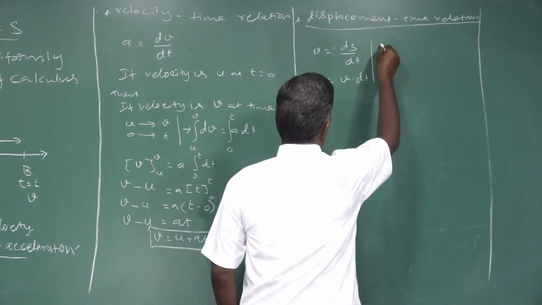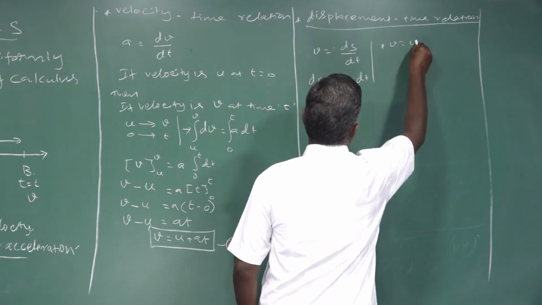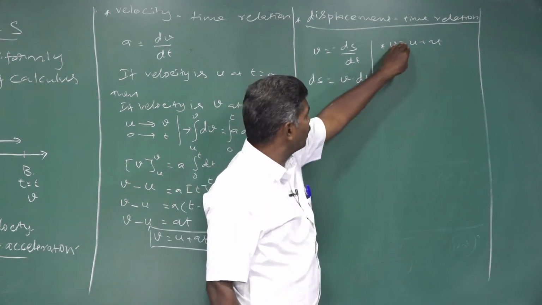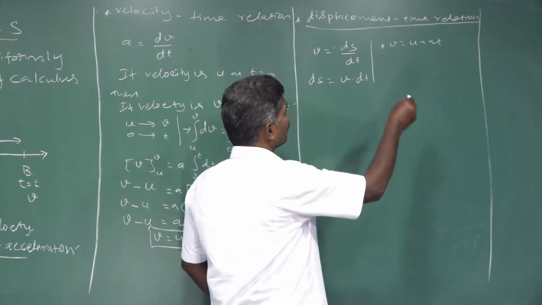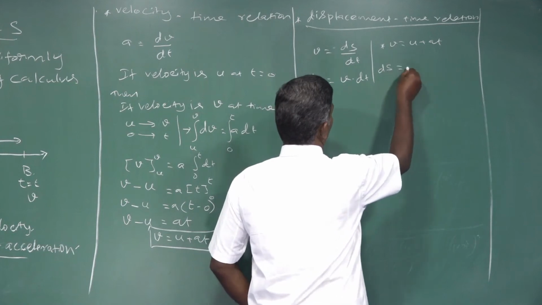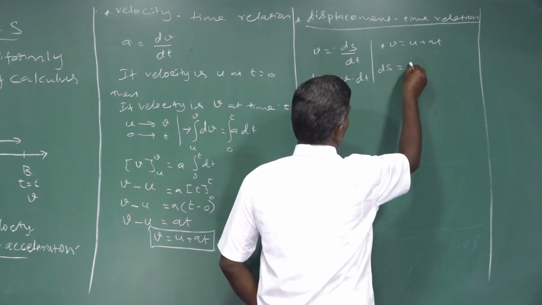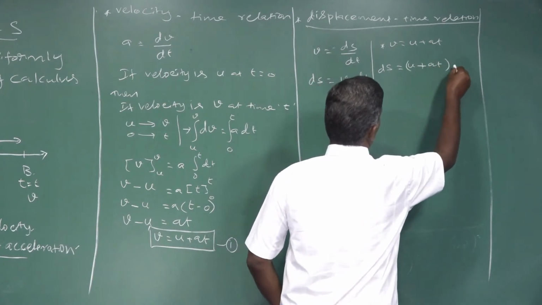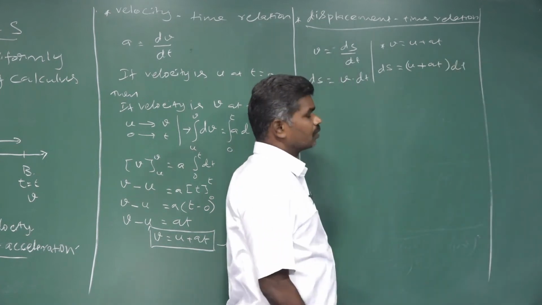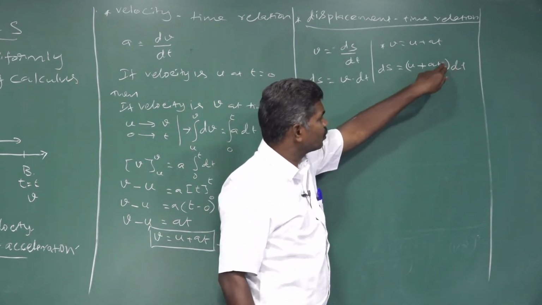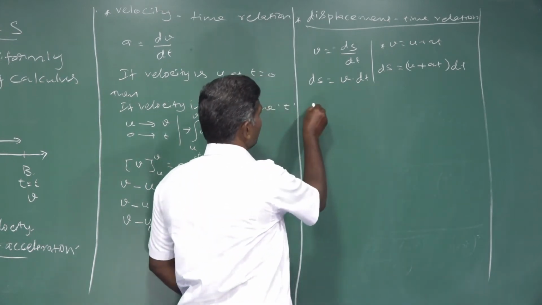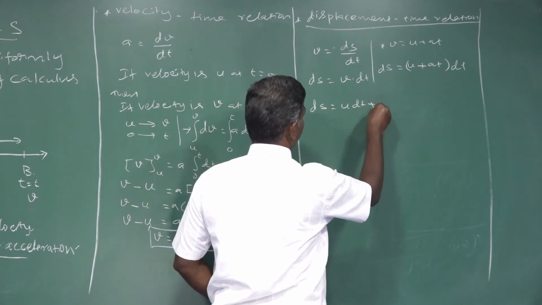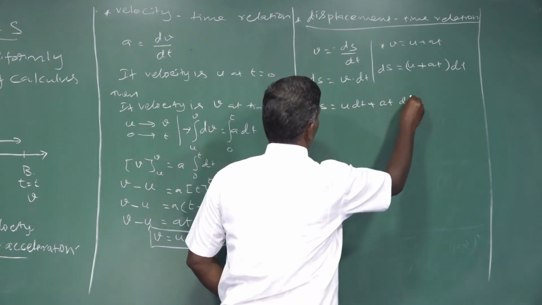Already we know that v is equal to u plus at. That value is going to be substituted in our equation. So ds is equal to, instead of v, we are going to substitute u plus at, u plus at into dt. Then that dt is going to be taken for both the factors. We will get ds is equal to u dt plus at into dt.